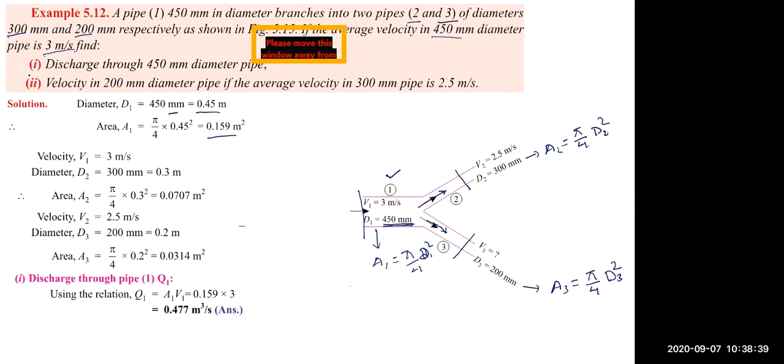Now what is it asking? It is asking for the discharge through the 450 mm diameter pipe. It means 450 mm is here. So what is the discharge at section 1-1? Okay. So the formula of discharge is Q1 equals A1 into V1. A1 you have calculated here. V1 is given to you in the question. So you have to multiply that and you will get the answer.